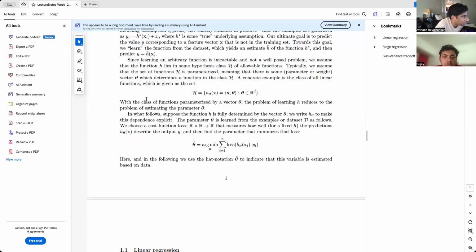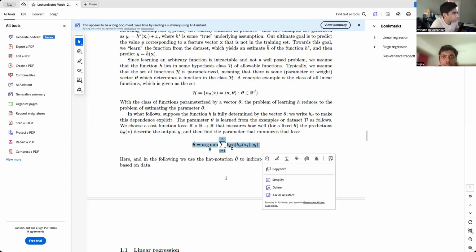This setup is very generic. We haven't specified what the loss function is yet. But for least squares, we assume that the loss is you take the difference and then square it. So this is generalized for functions, and then we're dealing with linear.